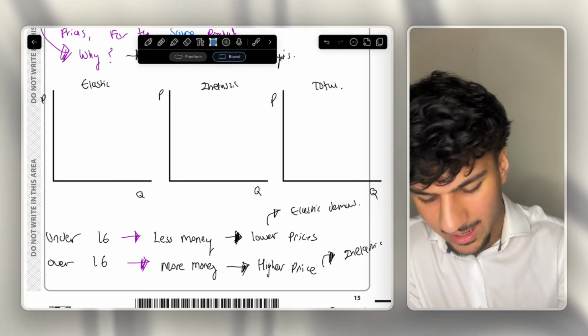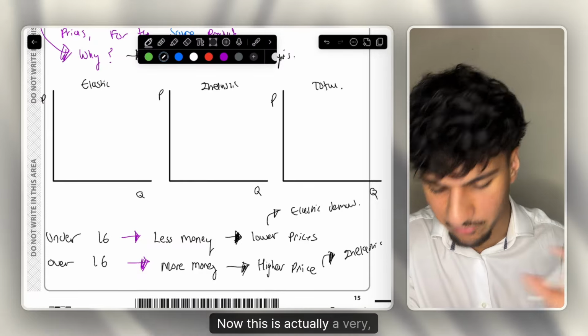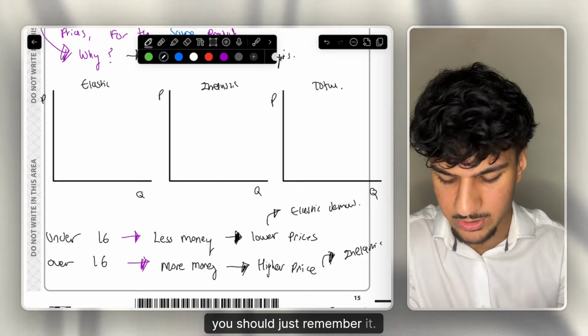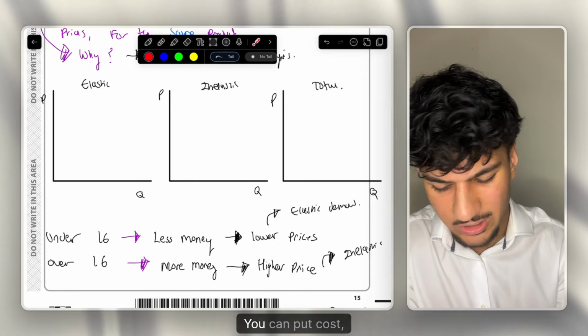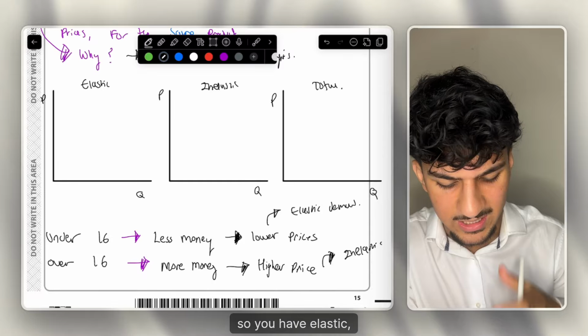Okay, enough of me speaking. Let's show this on the diagram. So, how would we draw this diagram? Now, this is actually a very, very simple diagram. Once you learn it and once you understand it, you should just remember it. On your axes is price, quantity. You can put cost, revenue, quantity. It's fine, but so we have elastic, inelastic, and total.